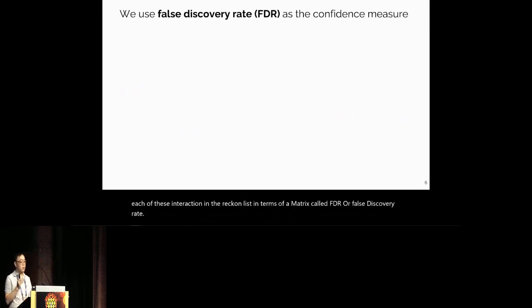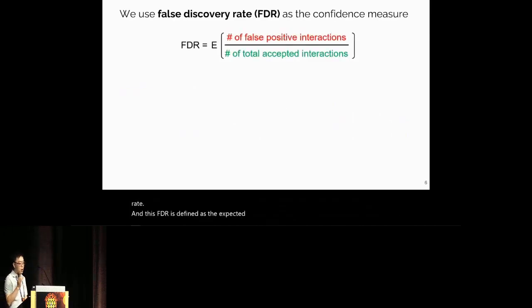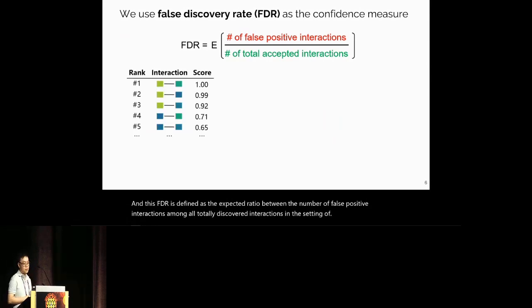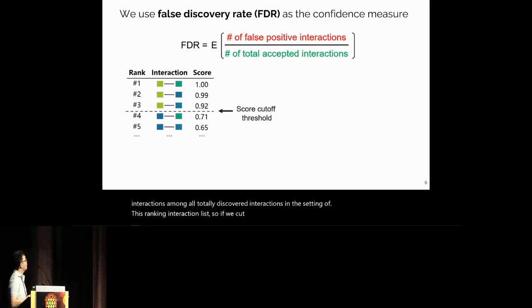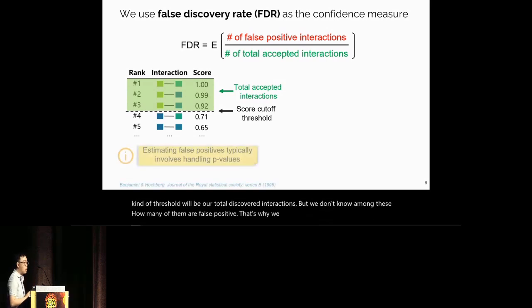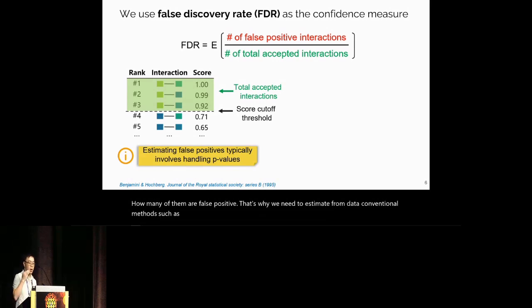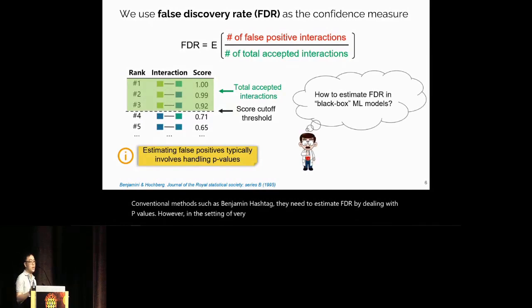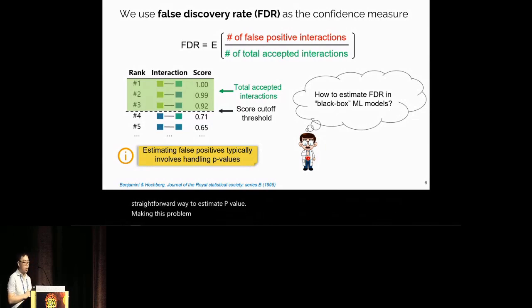This FDR is defined as the expected ratio of the number of false positive interactions among all discovered interactions. In the setting of this ranked interaction list, if we cut off somewhere, all the interactions above this cutoff threshold will be our total discovered interactions. But we don't know how many of them are false positives. That's why we need to estimate from data. Conventional methods such as Benjamini-Hochberg need to estimate FDR by dealing with p-values. However, in the setting of a very complex machine learning model, there's no straightforward way to estimate p-values, making this problem extremely hard.